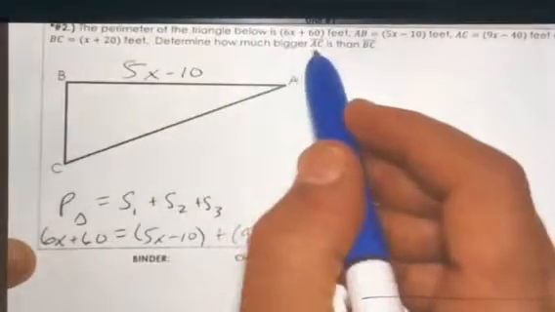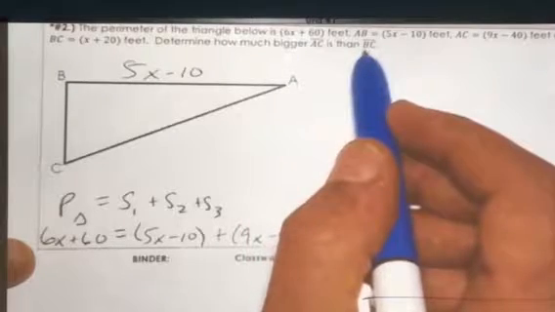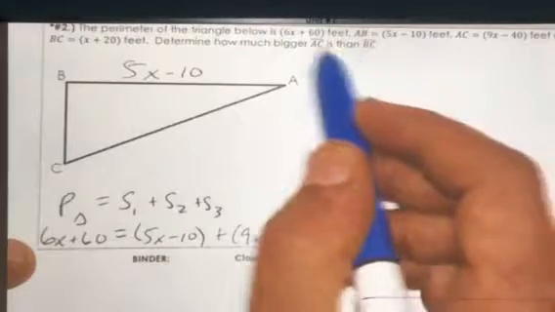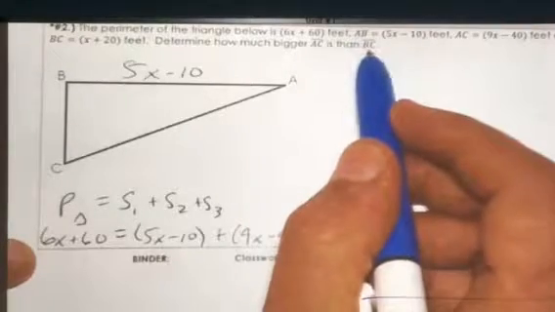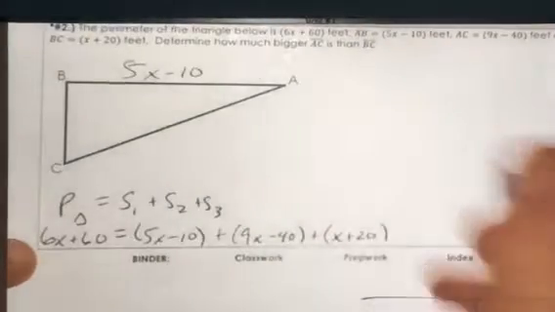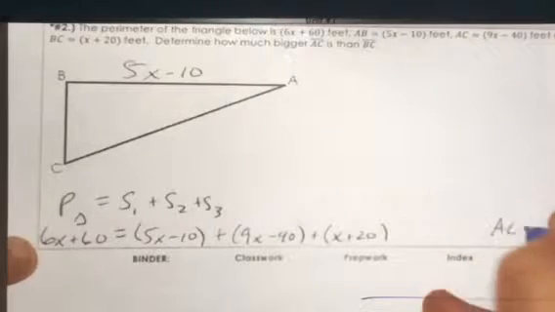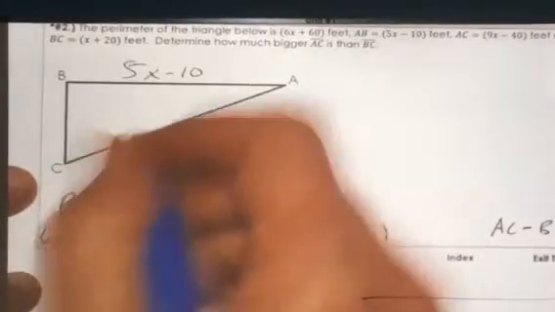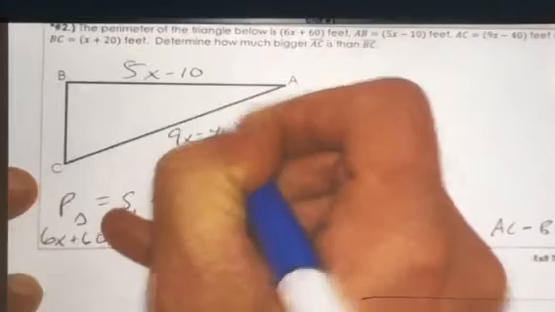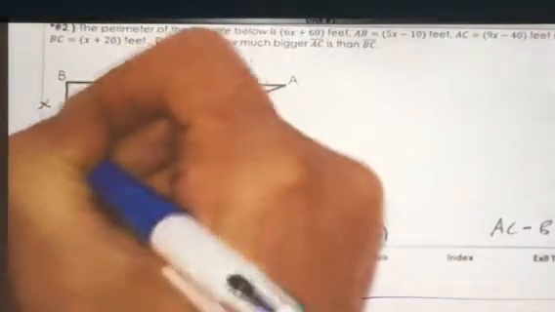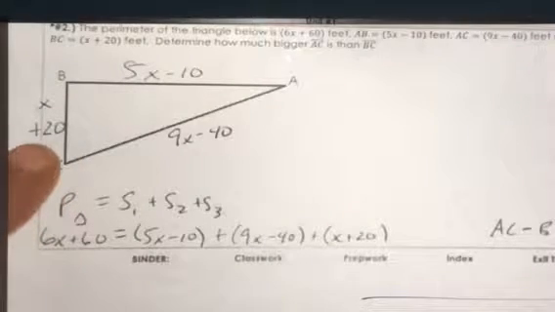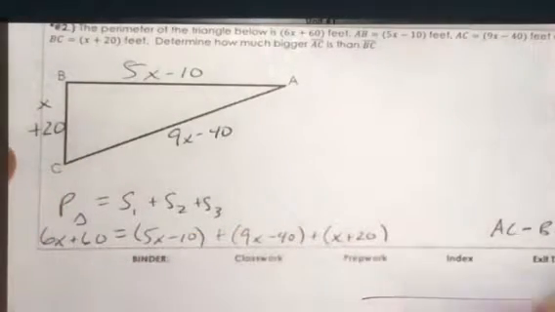Determine how much bigger AC is than BC. So it says BC is bigger. No, sorry, AC is bigger. BC is not as big. So we're actually going to be looking for AC minus BC as our answer. Sorry, I forgot to label these. On this problem, if you don't label the triangle, you should still be able to do it very well. We have all the information we need here.